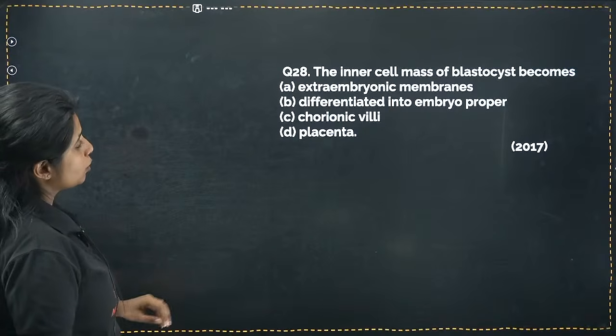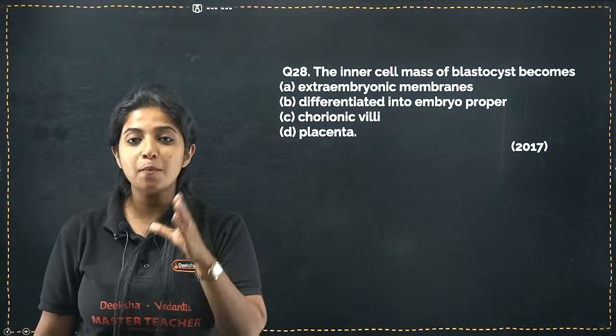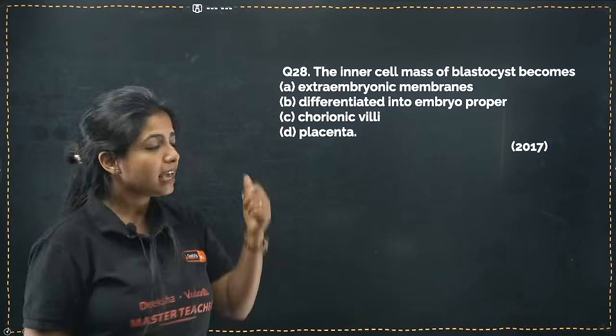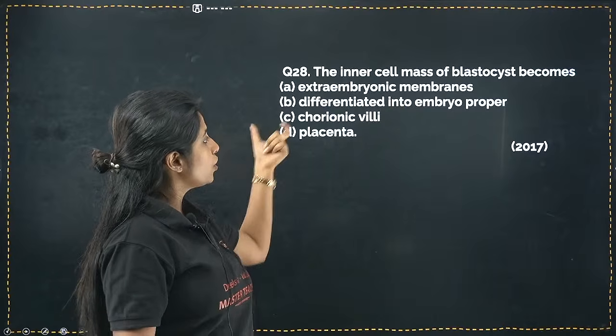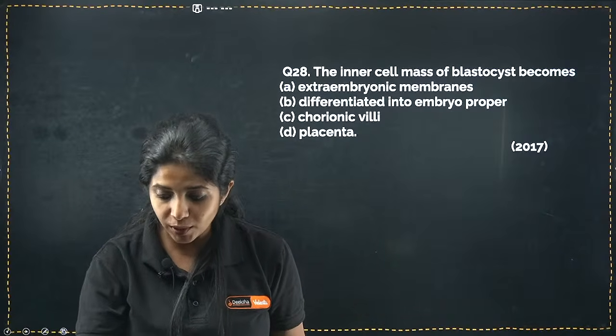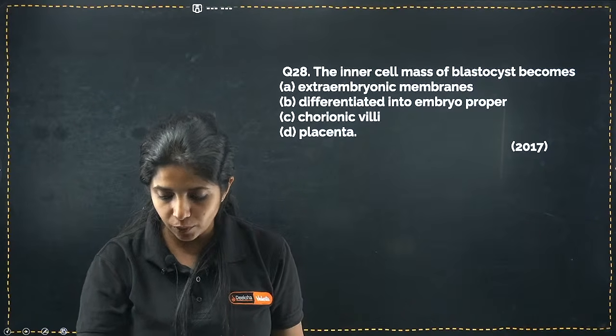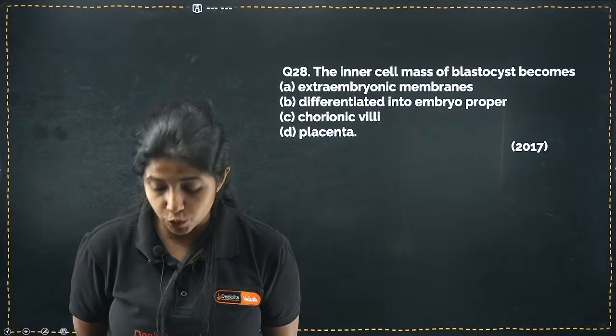Perfect. 28th question. The inner cell mass of blastocyst becomes what? Inner cell mass of blastocyst becomes what? Extra embryonic membranes, differentiated into embryo proper, chorionic villi, or the placenta. This is a 2017 question. What do you think is the answer for this particular question? The inner cell mass of blastocyst becomes what?